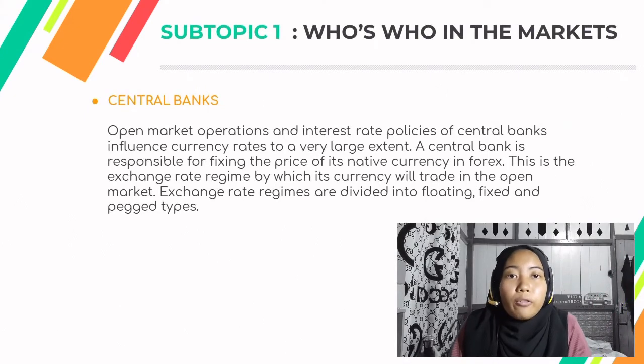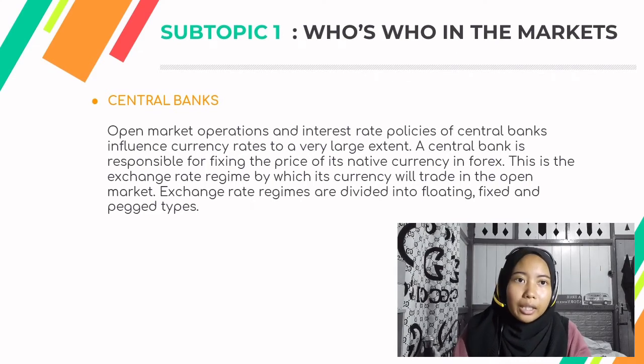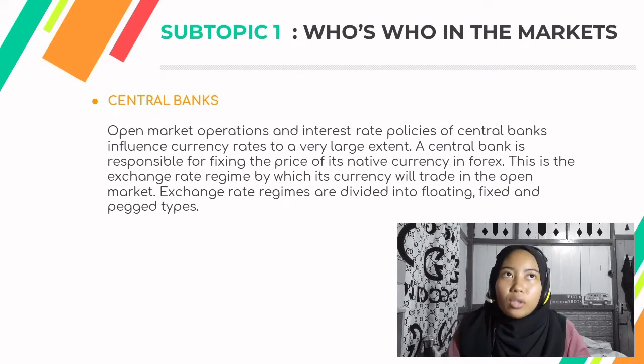The last of the players is central banks. Open market operations and interest rate policies of central banks influence currency rates to a very large extent. A central bank is responsible for fixing the price of its native currency in forex. This is the exchange rate regime by which its currency will trade in the open market. Exchange rate regimes are divided into floating, fixed, and peg types.